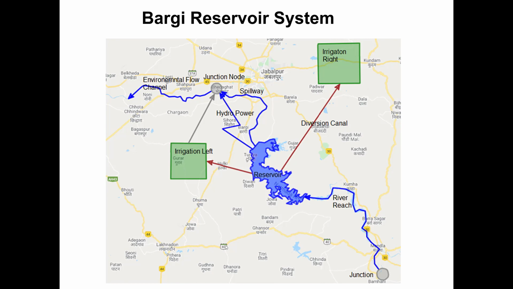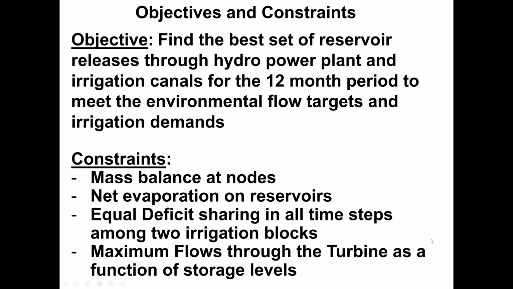It has 3 river reaches. One is right here upstream of the reservoir. There is one reservoir. There's one more river reach which acts as a spillway, and there is a final river reach which acts as an environmental flow channel. There's one hydropower plant, 2 diversion canals, 2 irrigation blocks, and 1 return flow channel.